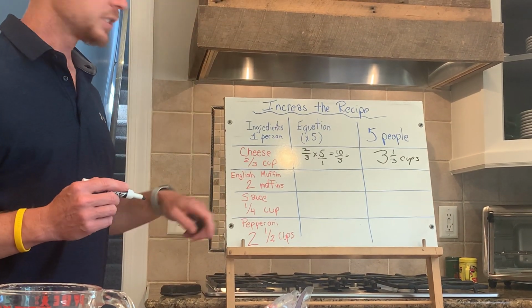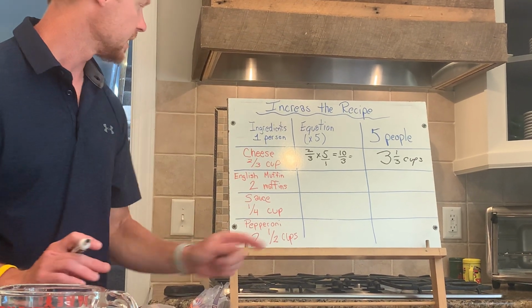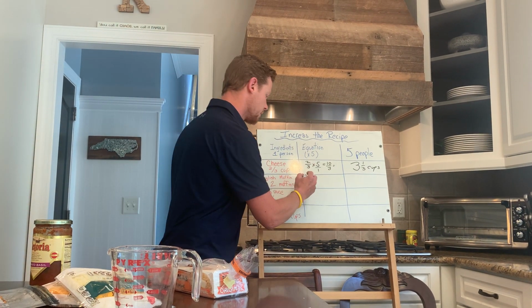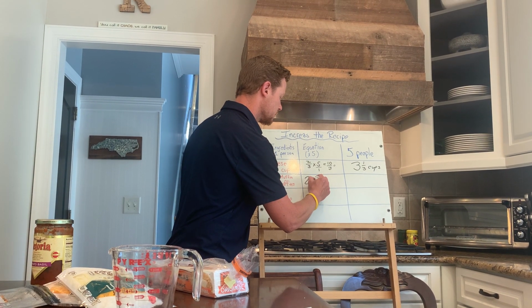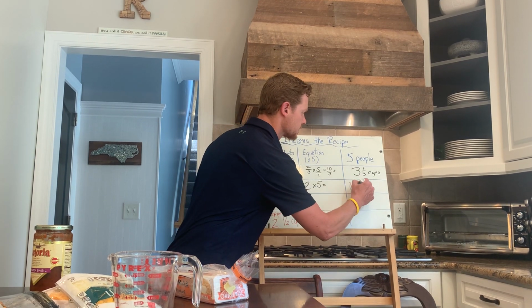All right. Gracie, can you see the board? Cool. Now I have my English muffins. Well, this is easy. This is the whole number 2. For each person, it's going to be 2 English muffins, and there's 5 people. So I'm just going to multiply the whole number 2 times 5. And I know 2 times 5, I need 10 muffins.